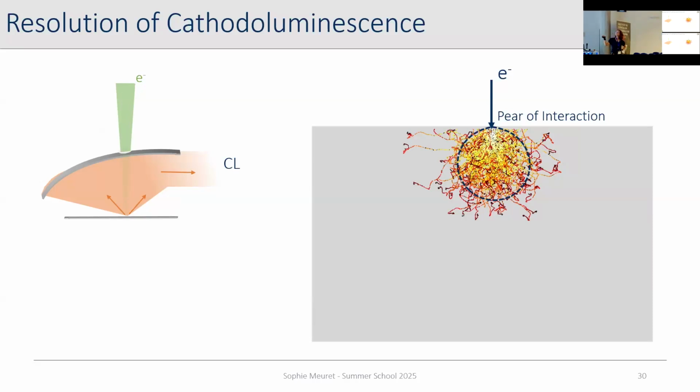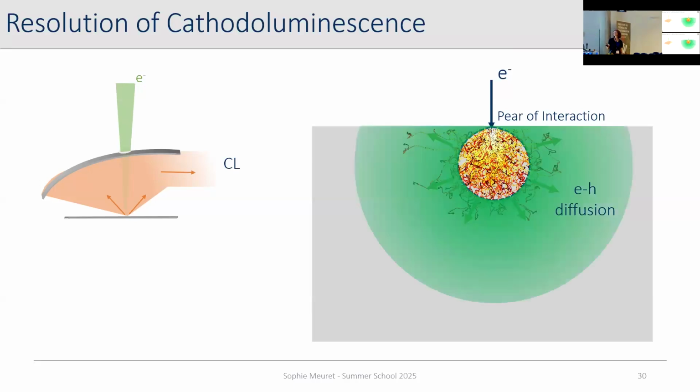I completely forgot to explain this map. That was really bad. So you have your bulk material, you send your electron, you have your pear of interaction like this. So you're actually creating a lot of different energy. This can be quite huge depending on the thickness of your material and the energy of your electron. So already here, you lose a lot of resolution. And with this, you have to add the fact that your electron is going to create electron hole pairs, and they are going to migrate.